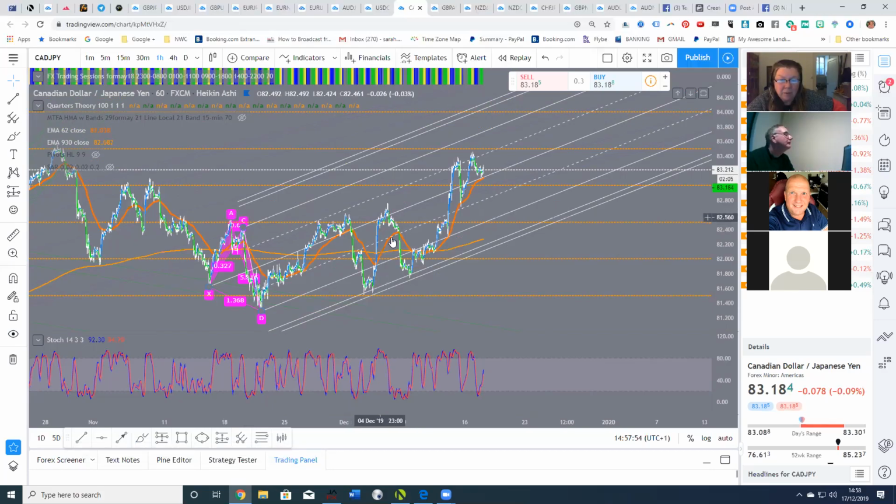Come right back down, but here we've got the 62 has crossed above on the 11th of December, and it has carried on in that upward trajectory.